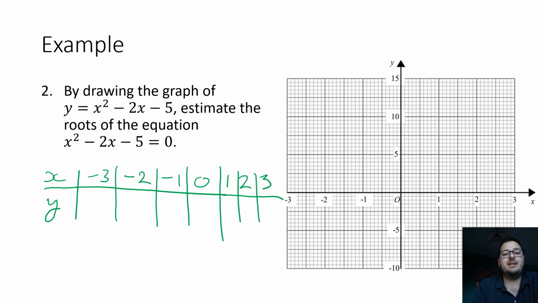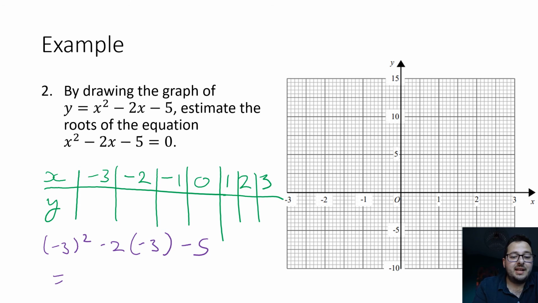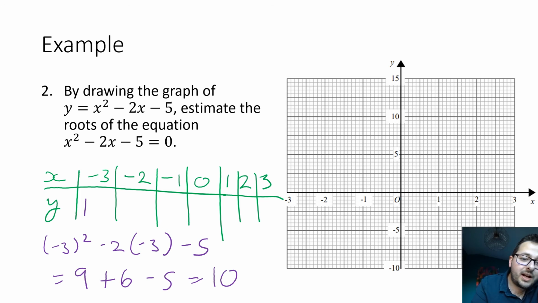So we've got x squared minus 2x minus 5. So let's just put -3 into there. So we've got -3 squared minus 2 times -3 minus 5. Well, -3 squared is 9. -2 times -3 is +6. Minus 5, and that's going to give us 10. So when x is -3, y is 10. So we can put that point there.